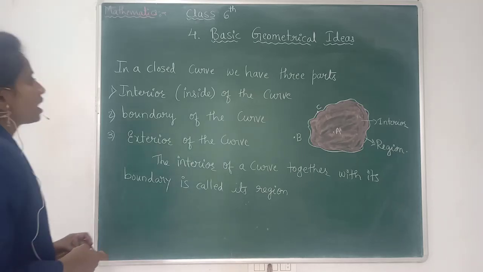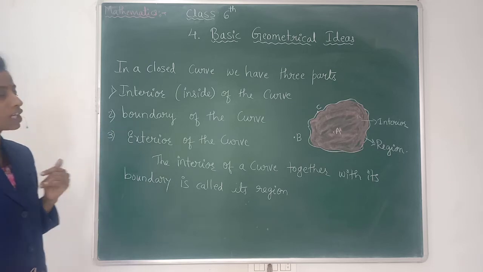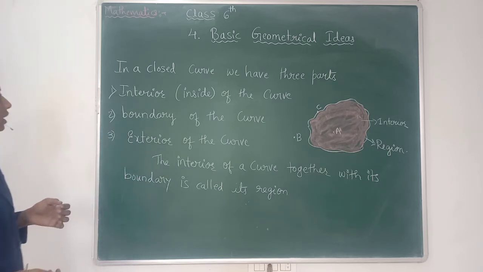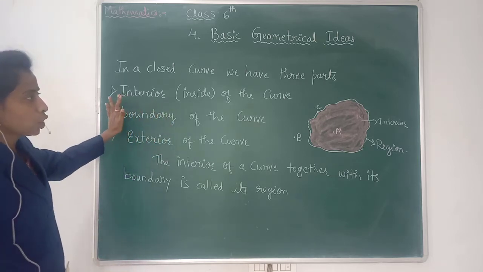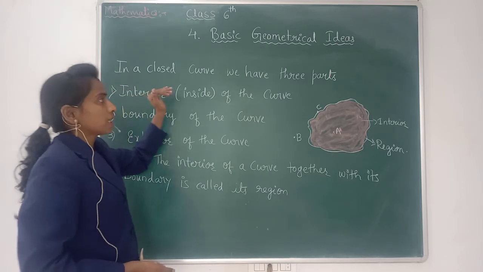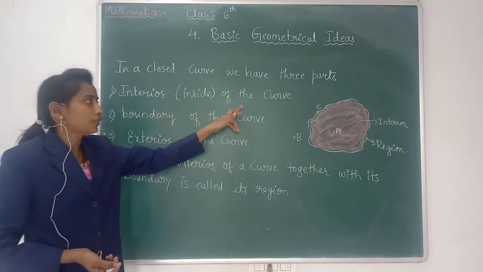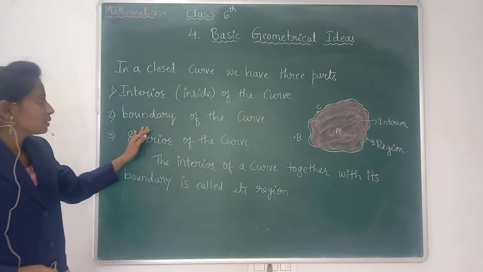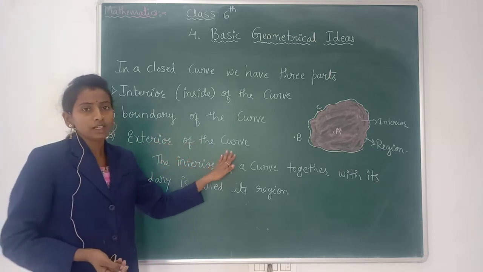Dear students, we have discussed the closed curve, its definition, and also an example. Today we are discussing the parts of the closed curve. In a closed curve we have mainly three parts. One is the interior of the curve, which means the inside of the curve. The second one is the boundary of the curve, and the third one is the exterior of the curve.